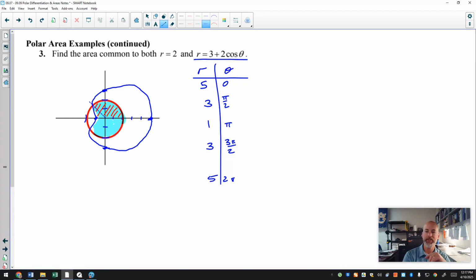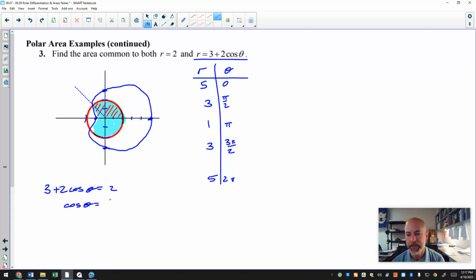And I need to know, what is that angle where the 2 graphs intersect? And we get that angle by setting the 2 equations equal to each other. When does 3 plus 2 cosine theta equal 2? That's when cosine of theta is negative 1/2. And that's going to happen at the angle of 5 pi over 6. And it happens again in the third quadrant at 7 pi over 6. But I'm only going to get the top half, and I'm going to double that. So while that is true, I'm not going to use the 7 pi over 6. I'm only going to use the 5 pi over 6.